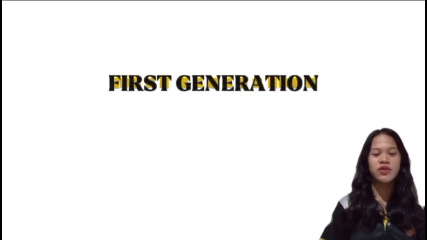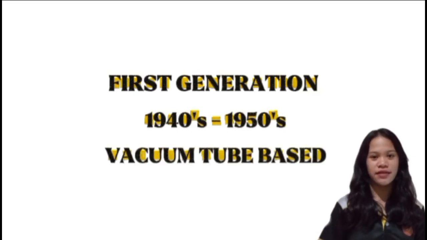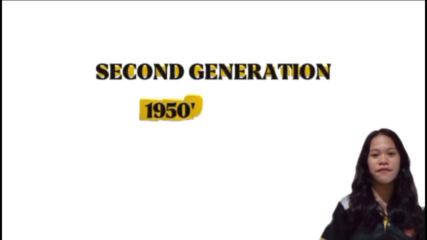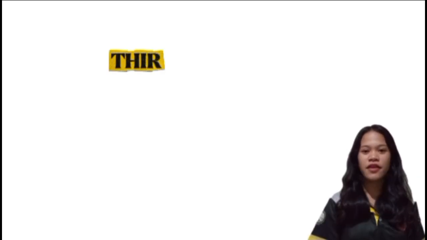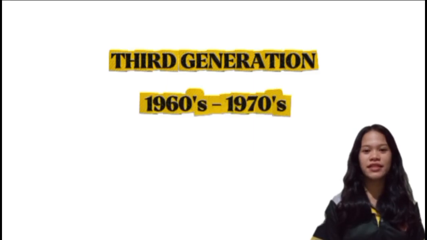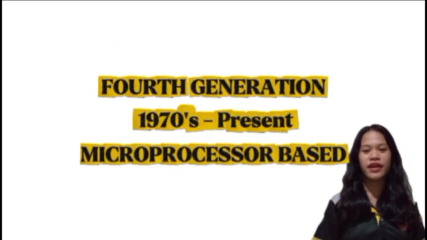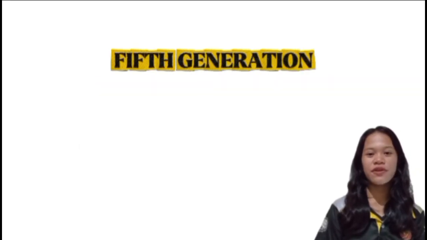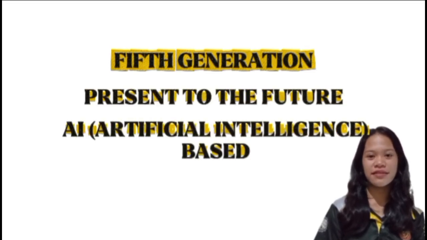The first generation, between the 1940s to 1950s, is what we call the vacuum tube based. Then the second generation, between the 1950s to 1960s, is the transistor. The third generation, between the 1960s to 1970s, is the integrated circuit based. Then the fourth generation, between the 1970s up to present, is what we call the microprocessor. And the fifth generation, from present up to the future, is the artificial intelligence based.